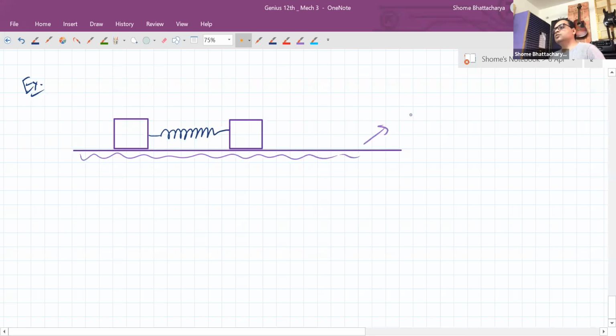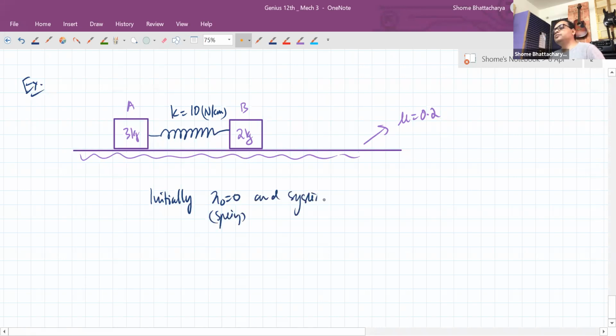So this is a rough surface which has coefficient of friction 0.2. Okay, and this is the block B, which is of 2 kg mass. This is the block A, which is of 3 kg mass. This spring has spring constant, let's say 10 Newton per centimeter. Okay. Now initially x naught is 0 for the spring. Okay. And the system is at rest.